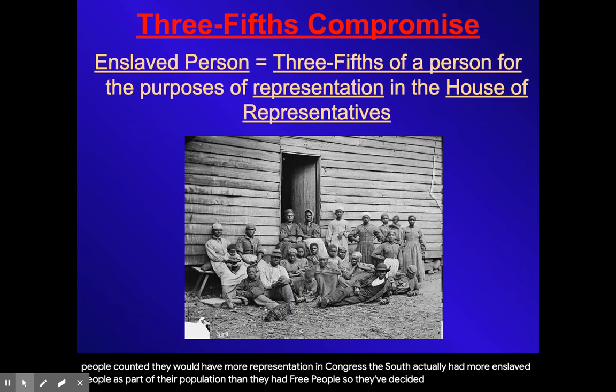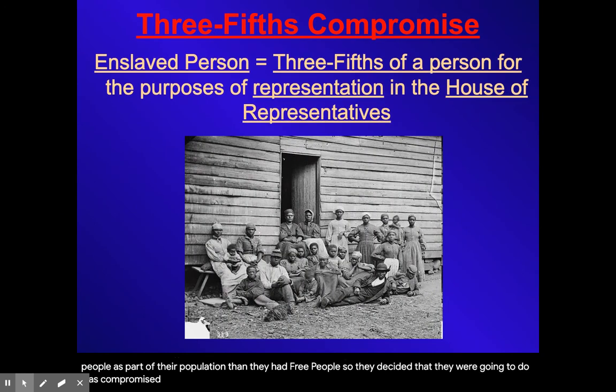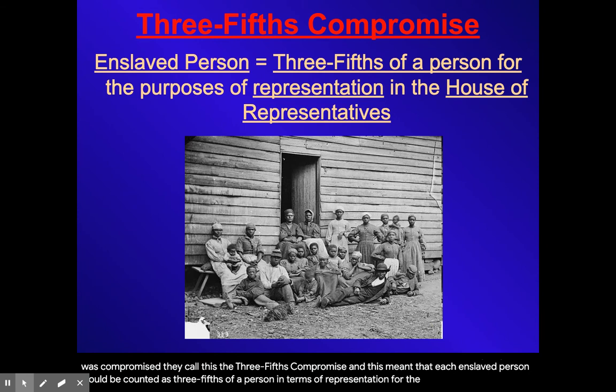So they decided what they were going to do was compromise. They called this the 3/5 compromise, and this meant that each enslaved person would be counted as 3/5 of a person in terms of representation for the House of Representatives.